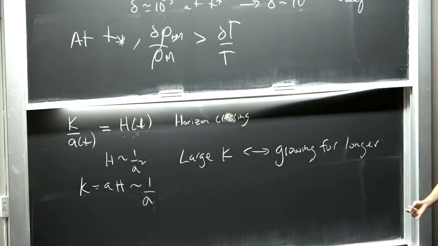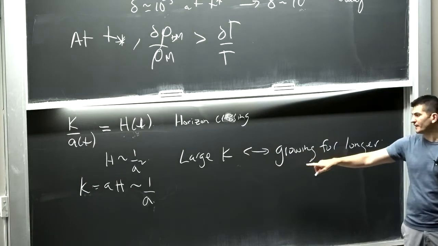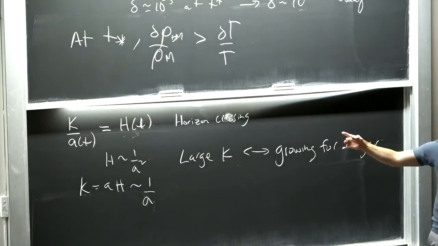So the nonlinear modes must be the small scale fluctuations. So the fluctuations in the dark matter that have gone nonlinear must be the ones that have the biggest k, that had the longest time for us to see them.